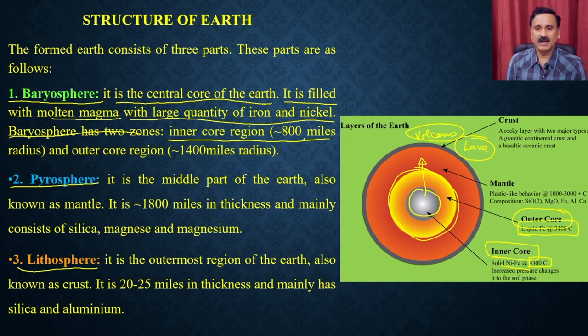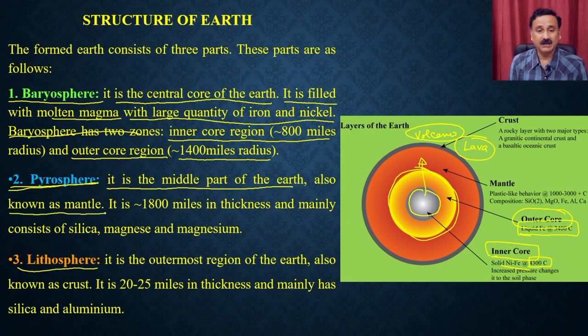So the inner core has a radius of 800 miles, whereas the outer core has a radius of 1400 miles, right? And apart from that, you have the middle layer, which is called the pyrosphere. So it is the middle part of the earth, also known as the mantle. So this is called the mantle.